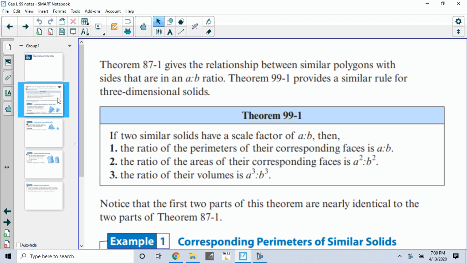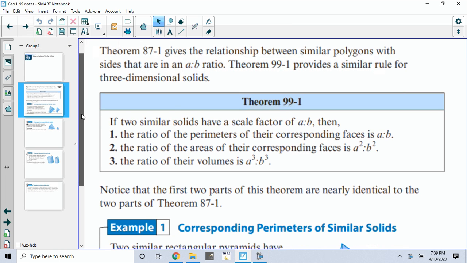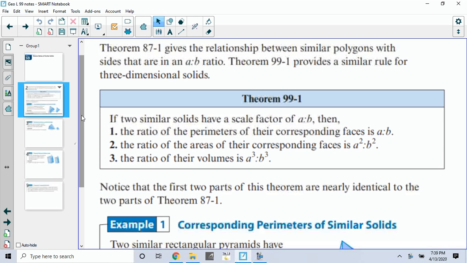So we've already studied this actually in course 3, but if you have a ratio of sides of similar polygons A to B, then the ratio of their perimeters would be A to B. The ratio of their areas would be A squared to B squared, and the ratio of their volume would be A cubed to B cubed. That's theorem 99.1.